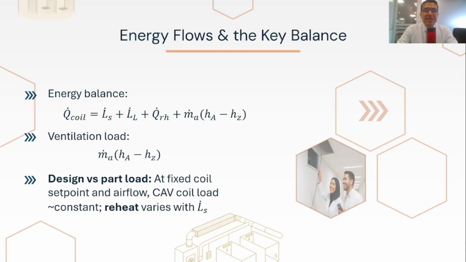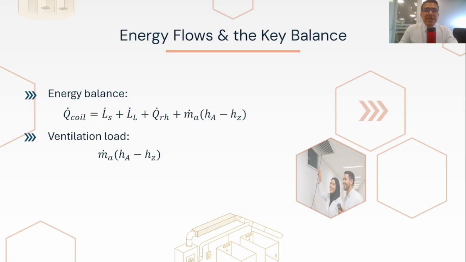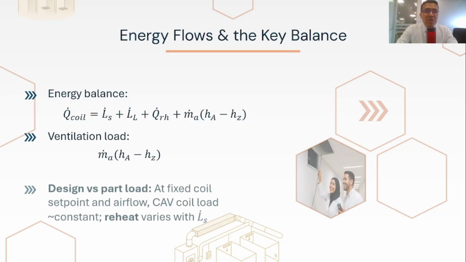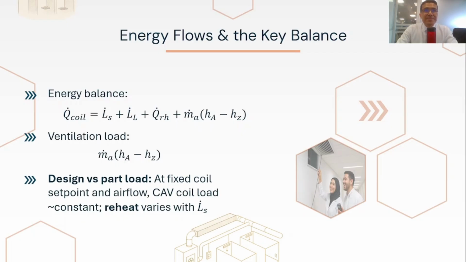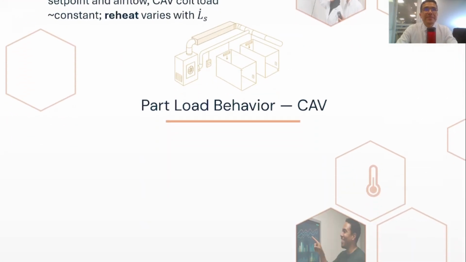Reheat then increases linearly as sensible load decreases. This behavior is central to the CAV part-load penalty. So this means that with CAV we have this issue of needing the reheat when the sensible load is changing.